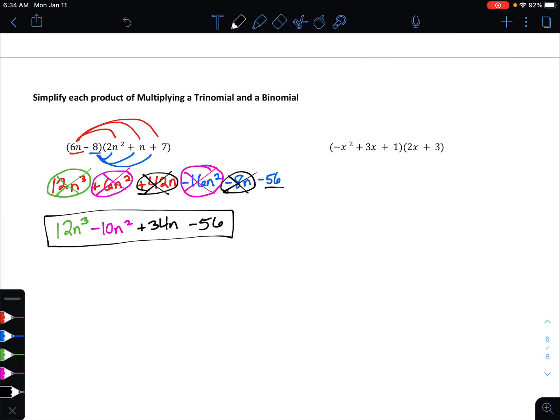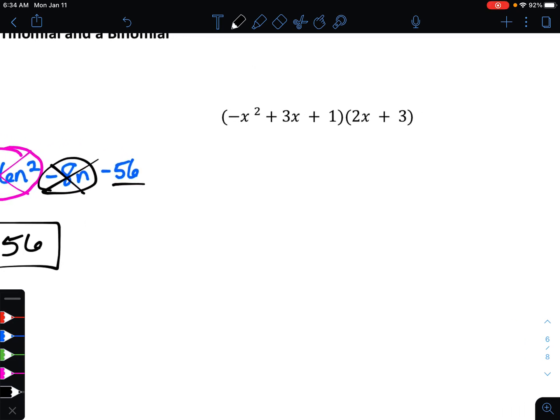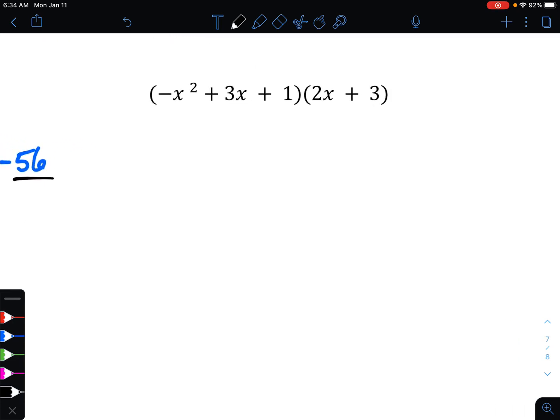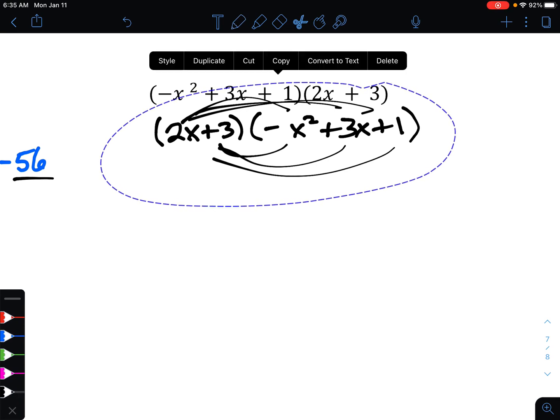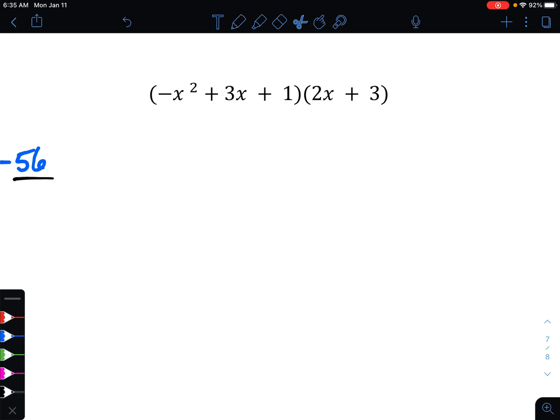All right, so for our last example, we do have something a little bit different. We've got now 3 terms for our first parentheses and just 2 terms for our second. One thing you could do if you don't like it this way is to just rewrite it. So write the 2x plus 3 first, and the negative x squared plus 3x plus 1 second, and then you can work it just like we did on the previous problem. Take the 2x and distribute first, take the 3 and distribute second. But just to show you a little bit different way of working through these, we're going to go ahead and leave it as it is.